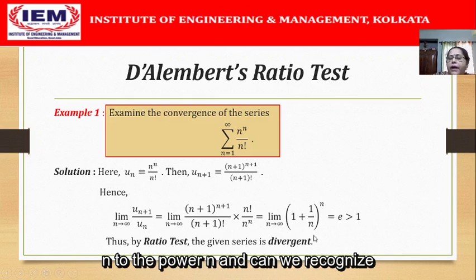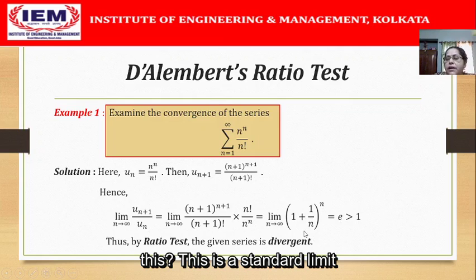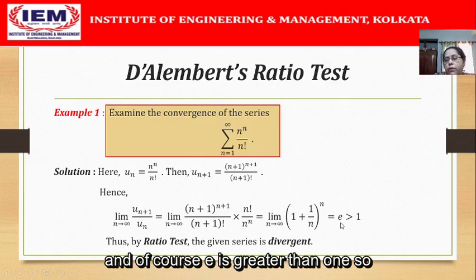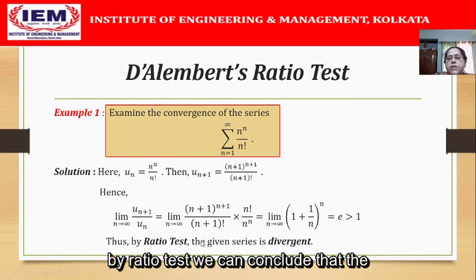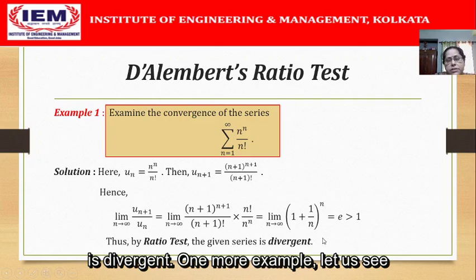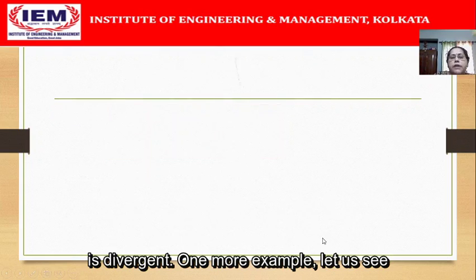And can we recognize this? This is a standard limit, and we know that the value of this limit is e. And of course, e is greater than 1. So by ratio test, we can conclude that the given series is divergent. One more example, let us see.